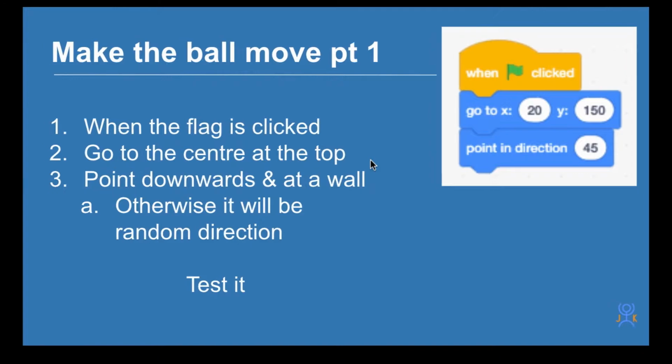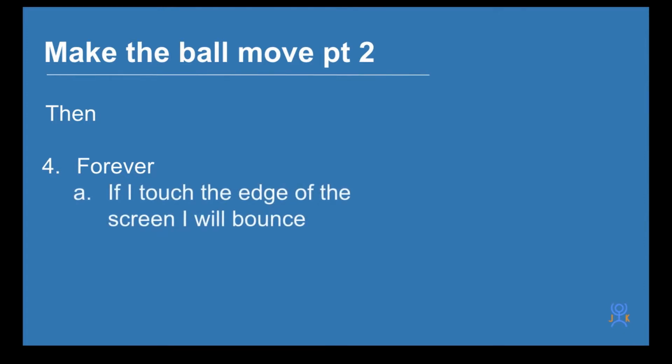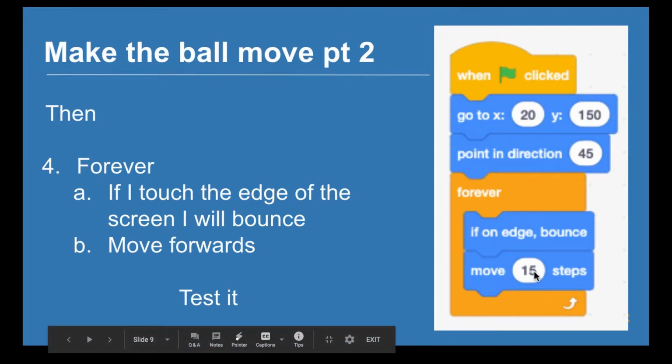Right, and then the second part of making the ball move is our friend the forever loop. For the rest of the game, if the ball touches the edge of the screen, it bounces. If not, it moves forwards. Simple as that. So once that's done, test it, and that's what the code looks like. So forever loop, if on edge, bounce, and move. 15 is ridiculous, by the way. Well, for old people like me.